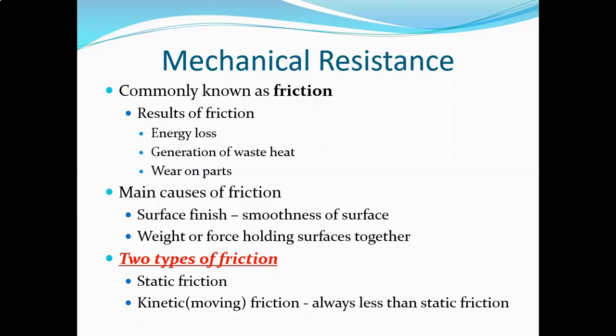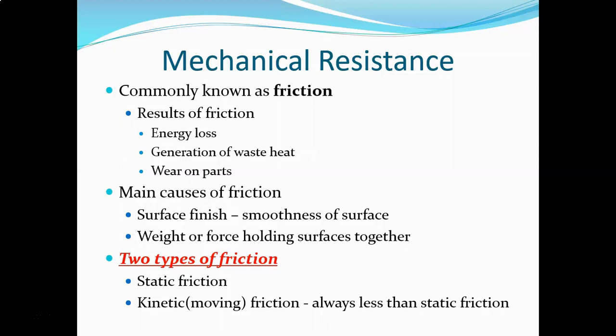So mechanical resistance. This is, I guess, the opposition to what we're trying to get for mechanical advantage. This is the friction working against your mechanical advantage. So it results in energy loss, generation of waste heat, it wears on parts. The main reason is your surface finish. So the smoother the surface can be, the less friction you're going to have, or if you can use a good lubrication to help make the surface smoother. If you've got a coarse or rough surface, then your friction is going to increase versus a smooth surface.